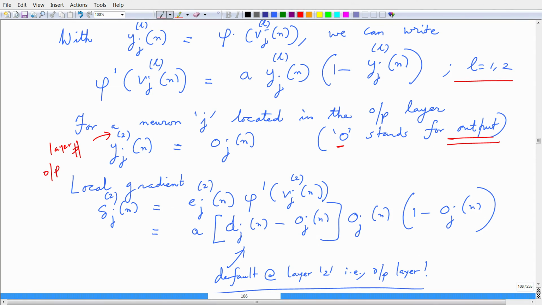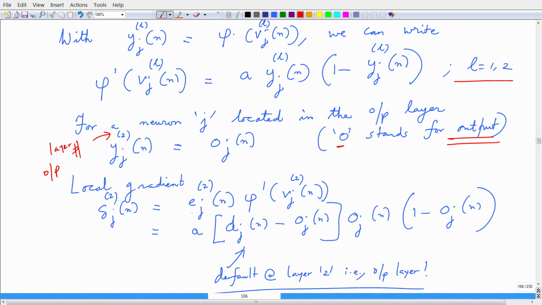Now, the local gradient delta j for the output layer, which is layer 2, is given by Ej(n) times the derivative of the activation function evaluated at the local reception field for neuron j in the output layer, right. And all these things are for a particular time instant n, because we do not have any self feedback or any recursion involving a different time step. So, therefore, it is all at time step n.